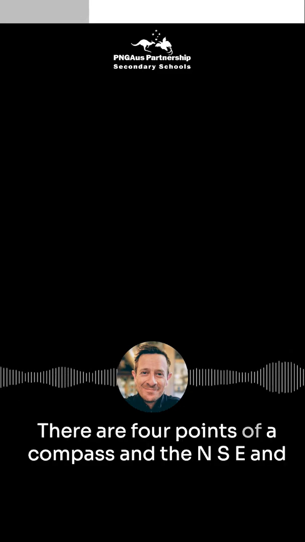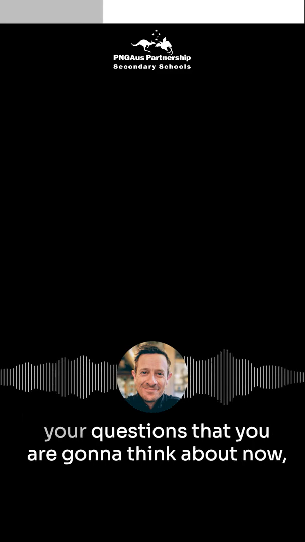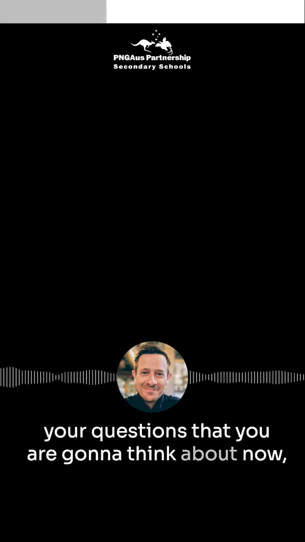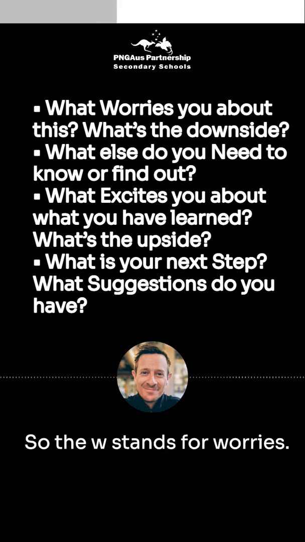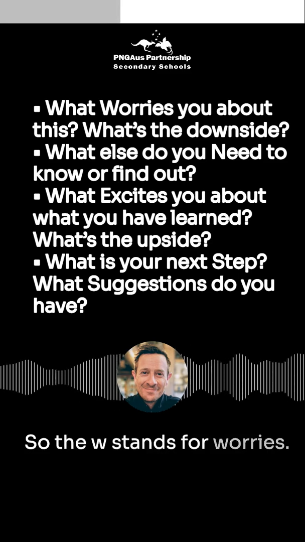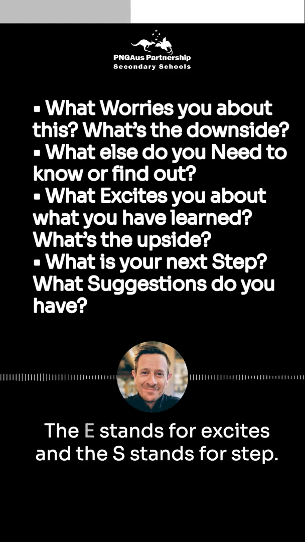There are 4 points of a compass, and the N, S, E, and W all can stand for different things in this reflection. And your questions that you're going to think about now are these on the screen. So the W stands for worries. The N stands for need. The E stands for excites. And the S stands for step.